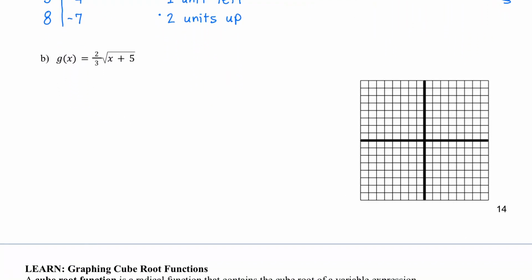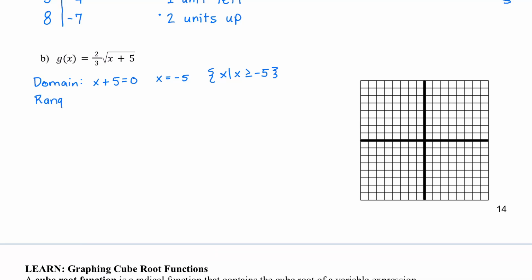All right, let's start by finding our domain. We're going to take our radicand, x plus 5, set it equal to 0, so x equals -5. So my domain is going to be the set of all values of x such that x is greater than or equal to -5.